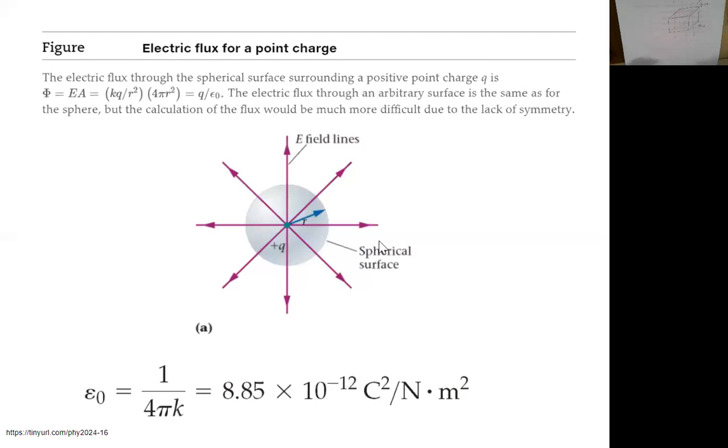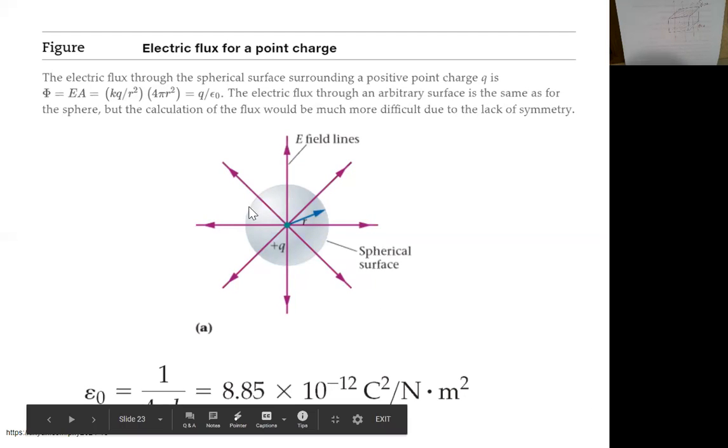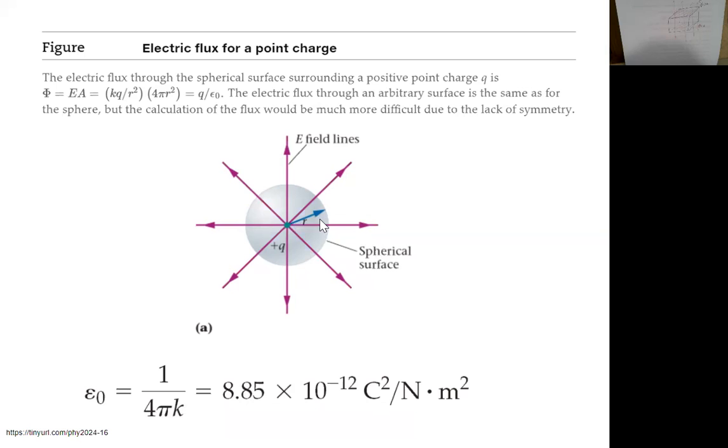So with that, we can take a look at what the electric flux will be for a point charge. If you have a spherical surface a distance r away, you can calculate the E field at distance r for a spherical distribution. We know that for a point charge, the electric field is kq over r squared. So E is equal to kq over r squared at the distance r away from the point charge.